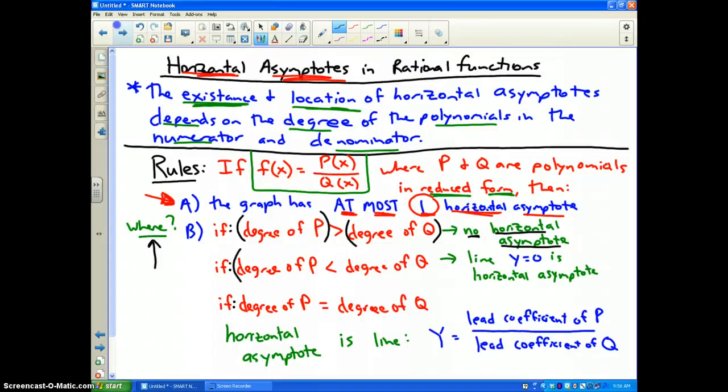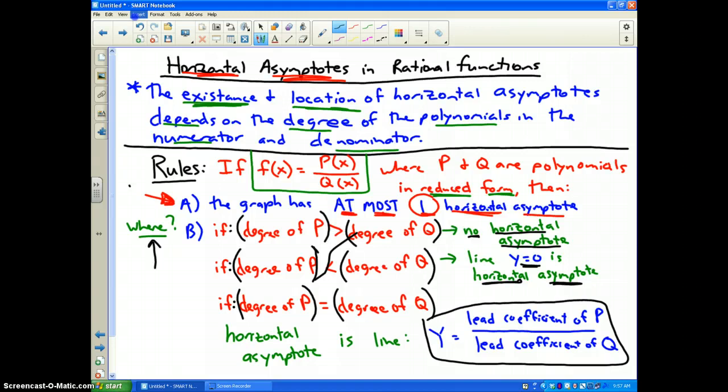If the degree of p, can't erase it, so sorry, we're just going to have to leave that. If the degree of p is less than the degree of q, then the line y equals 0 will be your horizontal asymptote. Again, if the degree of p is less than the degree of q. And finally, what if the degrees are equal? What if the top and bottom are the same? Then the horizontal asymptote will be the line y equals the lead coefficient of p divided by the lead coefficient of q.